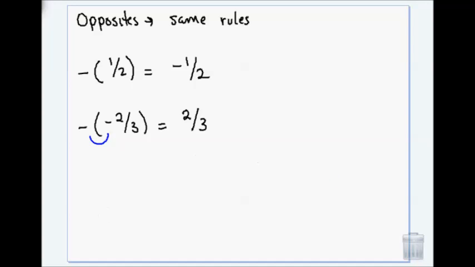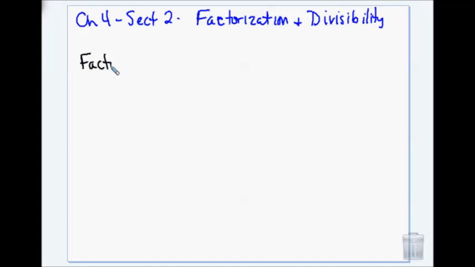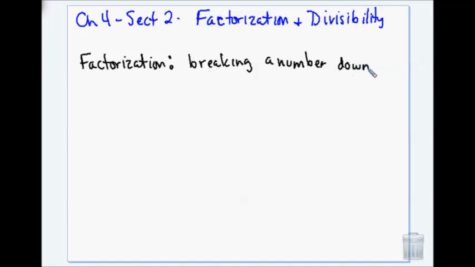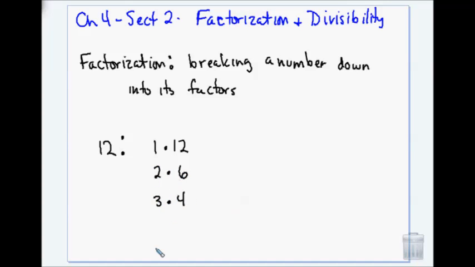So the factorization in general. Factorization is breaking a number down into its factors. So let's take the number 12. If I wanted to break 12 down, I can do 1 times 12. I can do 2 times 6. I can do 3 times 4. Each one of these is a factorization.